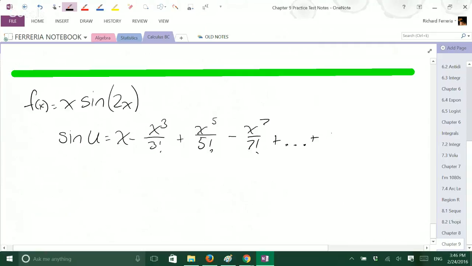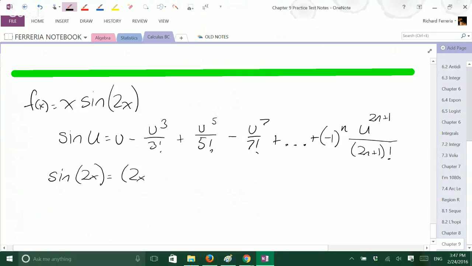And then that is negative 1 to the n, u to the 2n plus 1 over 2n plus 1 factorial. So I'm noticing that these should be u's. I mean, honestly, they could be an x, but I think it gets confusing when you substitute x for x. So I like to use a u. The next thing we're going to do is change all the u's into 2x.